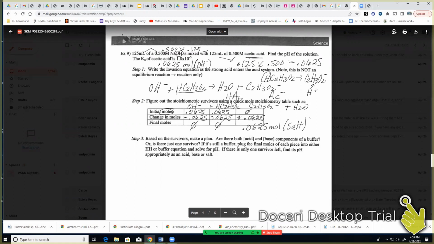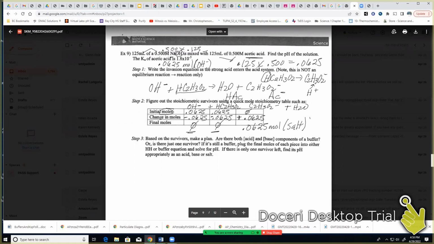Okay, remember, I know it looks a little bit different, but that would be our salt. This would be our hydroxide. This would be our acid. In this case, all we have left is our salt. So at this point, it becomes a salt hydrolysis reaction, which we've done before too.